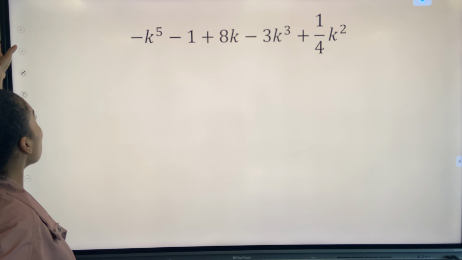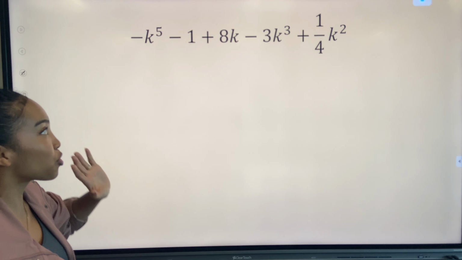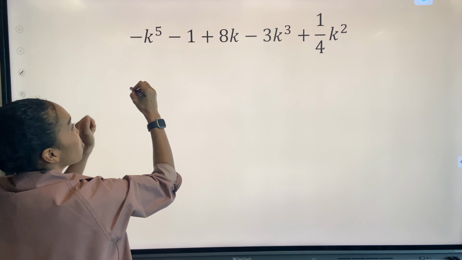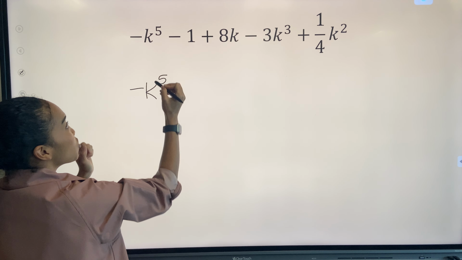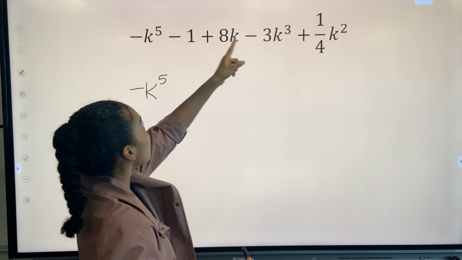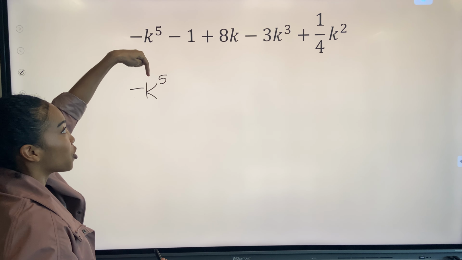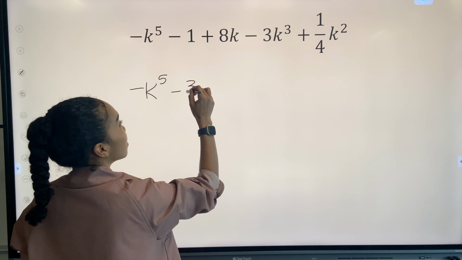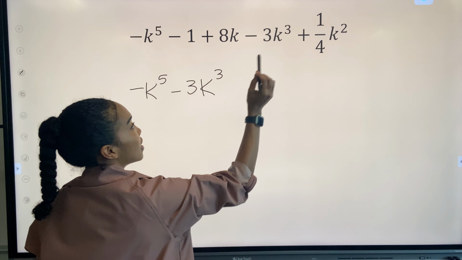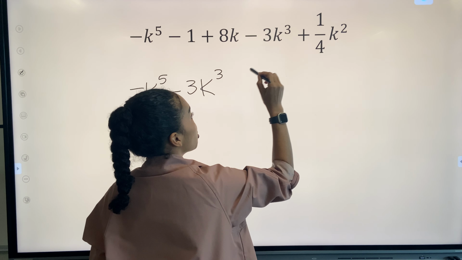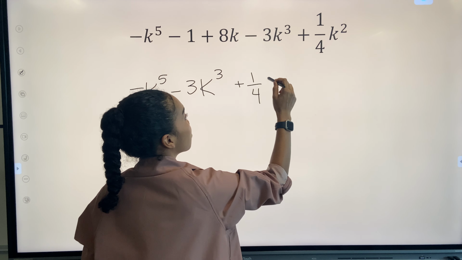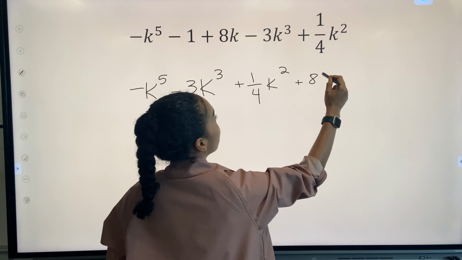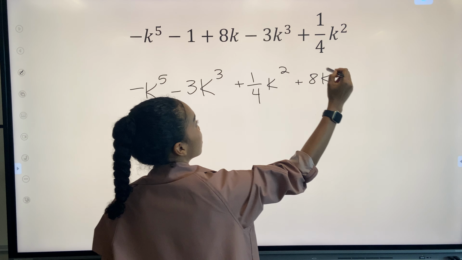All right, so right now we're just going to talk about standard form. Standard form means you put the highest exponent first. So the highest exponent in this polynomial is a 5, so that will go first. The next highest exponent is this one, so that will go next. The next highest is the squared term, so that will go next. Next is the linear term, and then your constant.